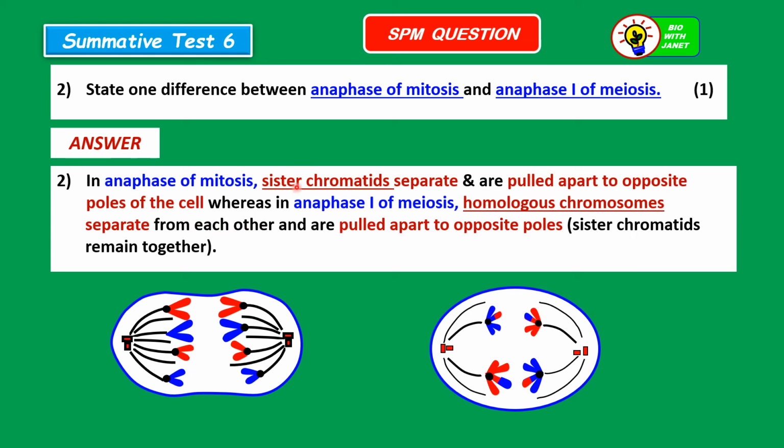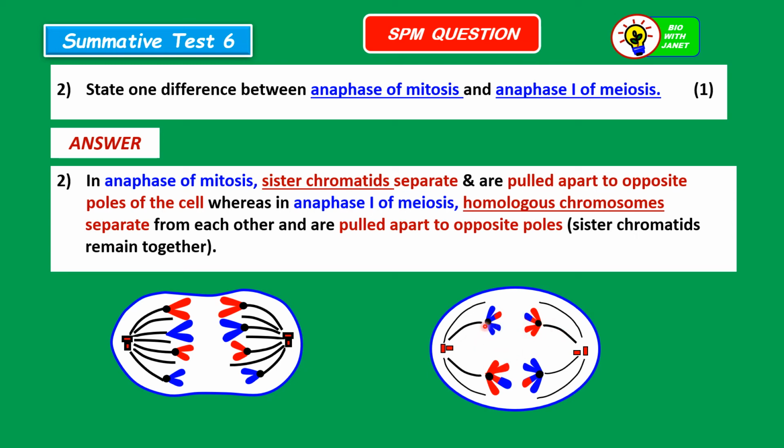In anaphase of mitosis, the sister chromatids separate and are pulled apart to opposite poles of the cell. But in anaphase 1 of meiosis, homologous chromosomes separate from each other and are pulled apart to the opposite poles. Alright, the sister chromatids still remain together and the centromere is still intact. It didn't divide, right? It's the homologous chromosomes that separate from each other.